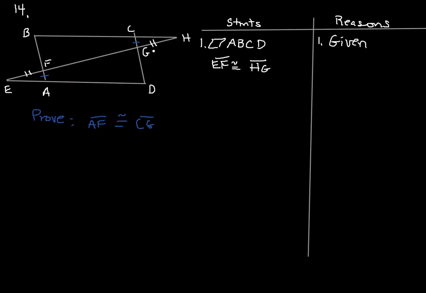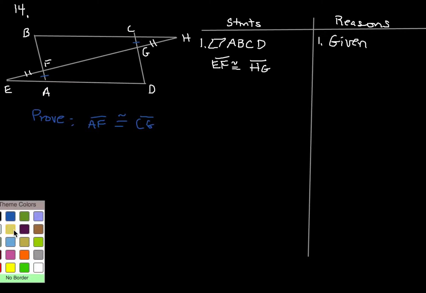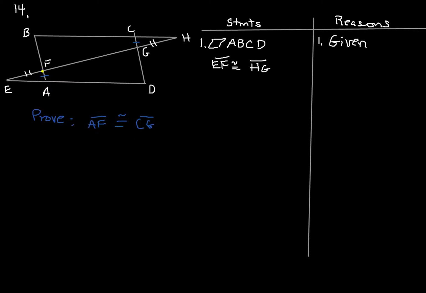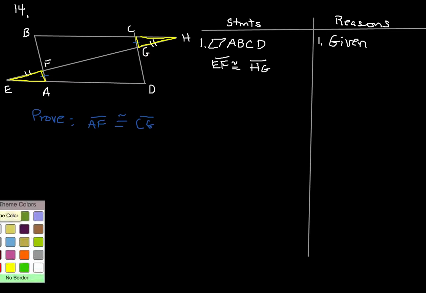We want to prove this little part of this triangle. So what we're going to try to do is we have two triangles. We're going to try to prove that the two triangles are congruent. Let me color in the two triangles. These are the two triangles. If we prove that these two triangles are congruent, then we know that all their parts are congruent, so CG will in fact be congruent to AF. So we need to figure out how to prove this is true.